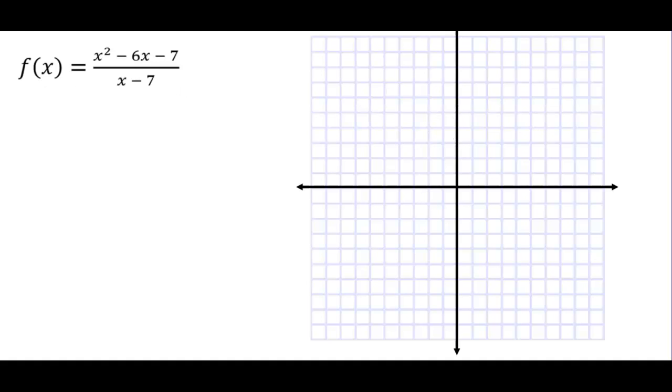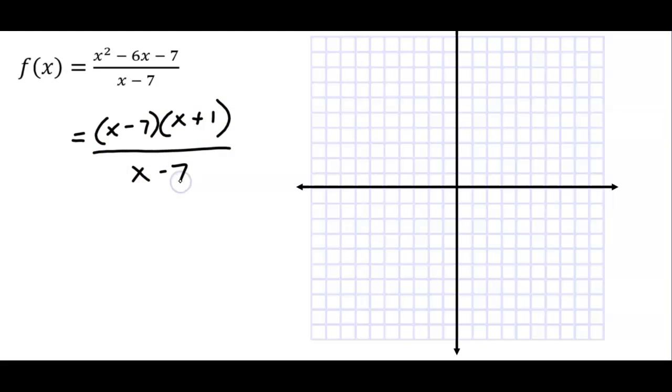Okay, so now we're going to look at an actual function. This function is a rational function. We've graphed those before in previous algebra situations. In this case, if you factor the numerator, it factors into x minus 7 times x plus 1, over x minus 7. You might remember a function like this. Anyway, the x minus 7's cancel, and this simplifies to x plus 1. Also, there's a restriction that x cannot equal 7, right? Because that would make the original function undefined.